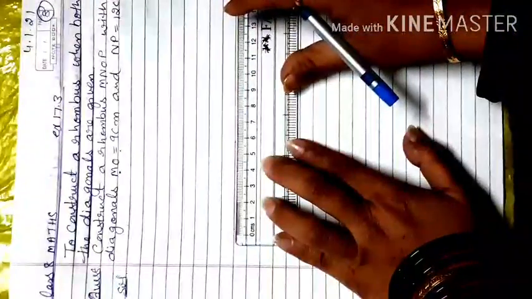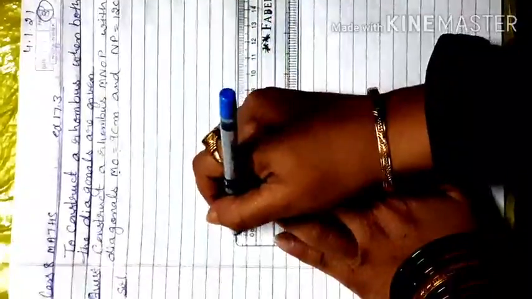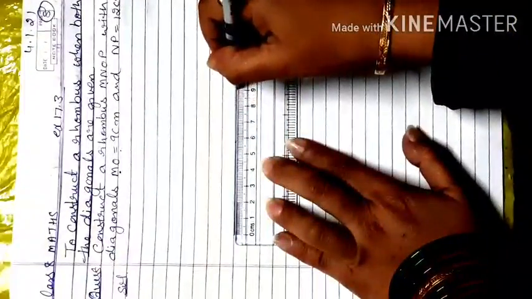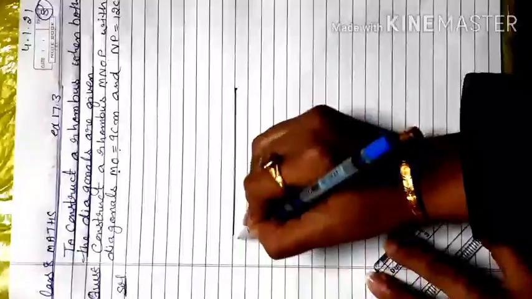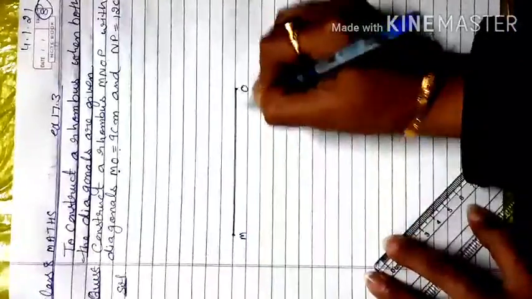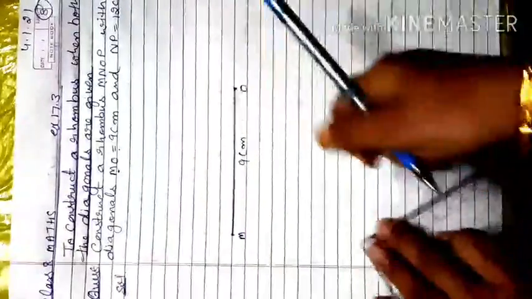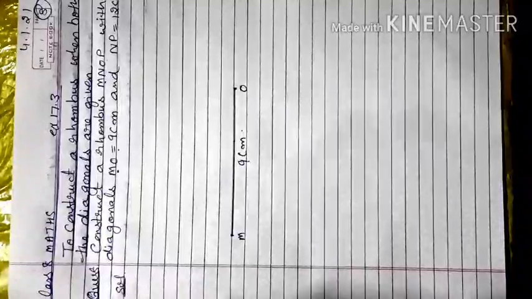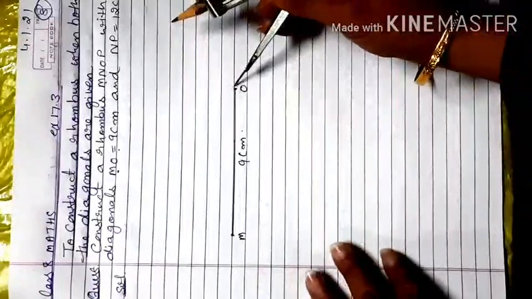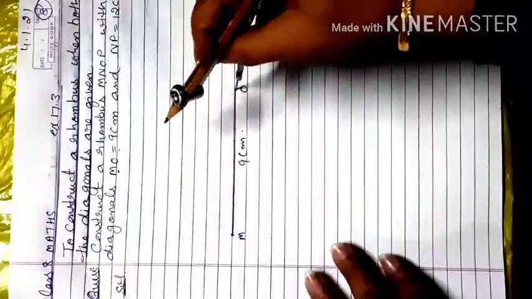So I will draw 9 centimeter here. So this is my MO point, that is 9 centimeter. Now first I will draw the perpendicular bisector, because diagonals bisect each other in two equal points.